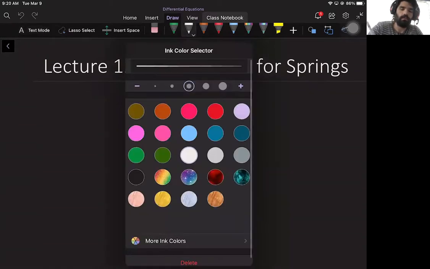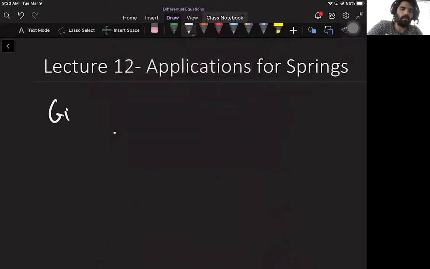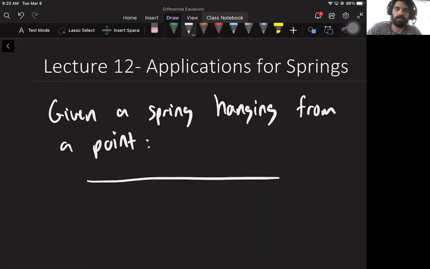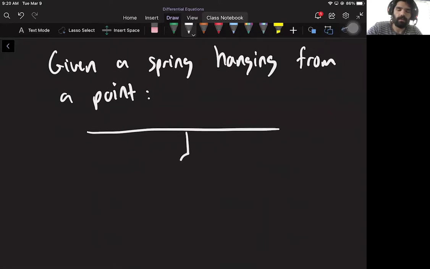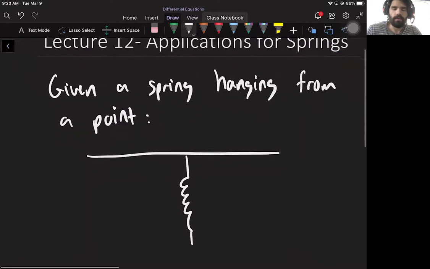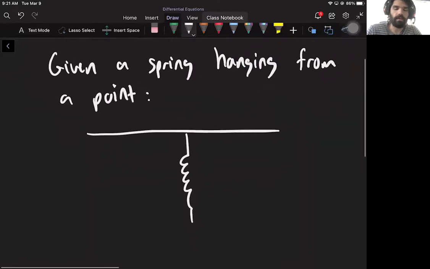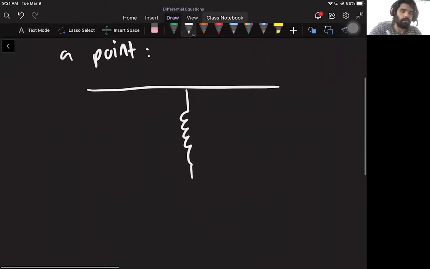We are going to start off with a spring. And you should just think about it as hanging from the ceiling or something, from a point. It doesn't matter too much, but in pictures, something like this. You've got a spring hanging down, and it looks like that. So what we're going to do is attach some sort of object to the end of it that has some kind of mass and see what happens.